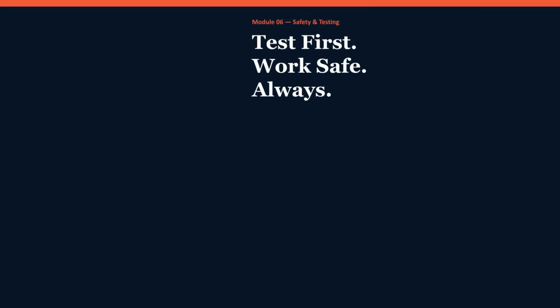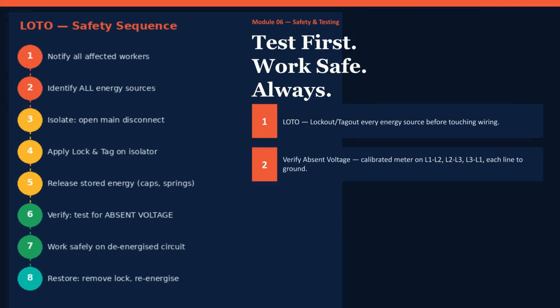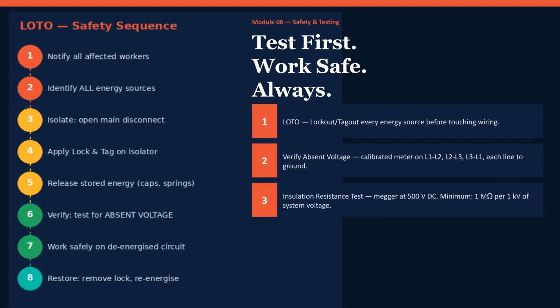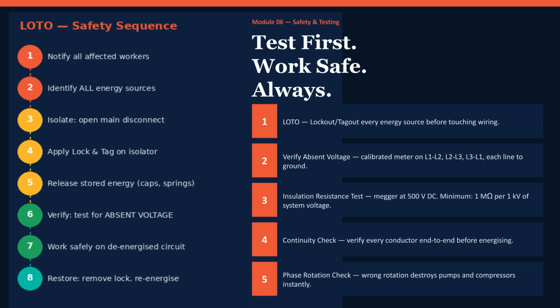Module 6 is about safety and testing. Always follow the LOTO sequence before working. Verify absent voltage with a calibrated meter. Use insulation resistance testing and a phase rotation check before commissioning to prevent damage.